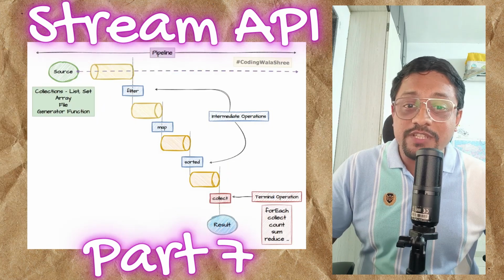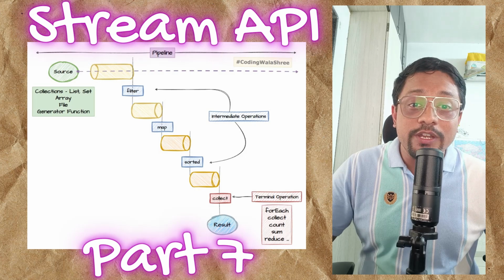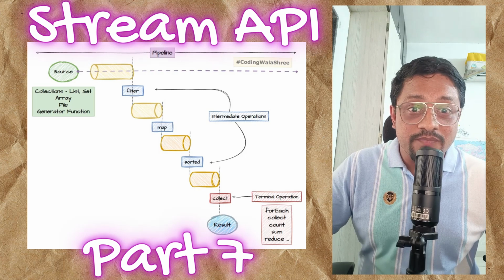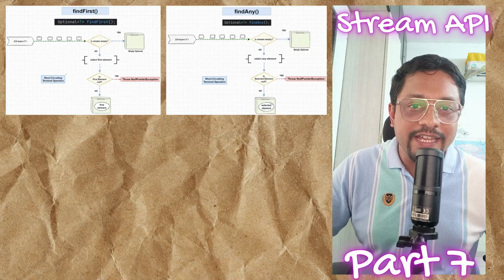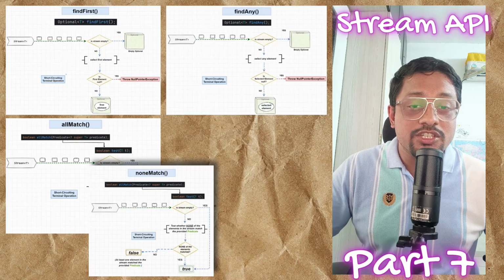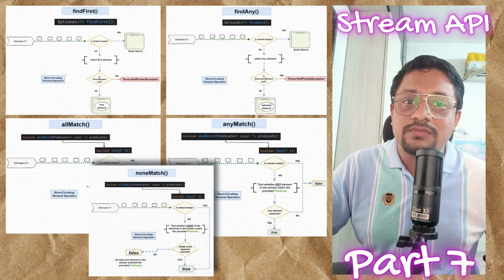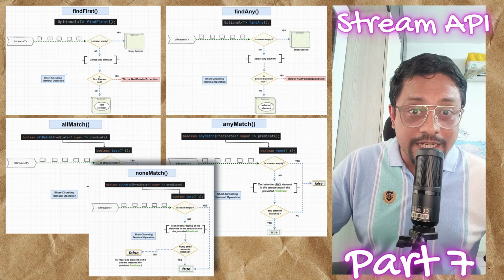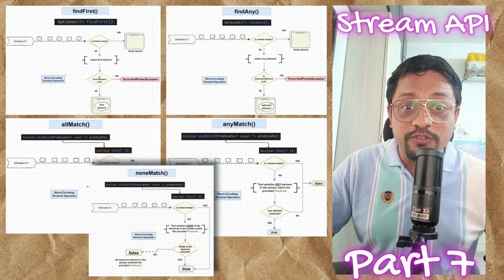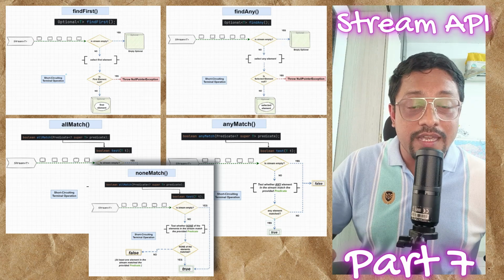This is part 7 of the Stream API series where we are going to explore 5 useful terminal operations. Those are findFirst, findAny, allMatch, noneMatch and anyMatch. These methods are often underestimated, but they are some of the most useful ones in real world applications.